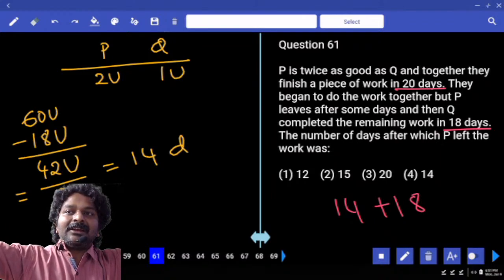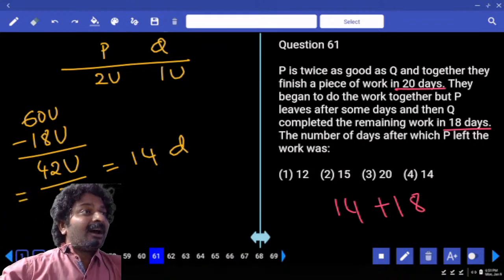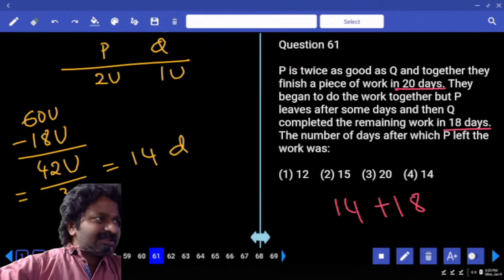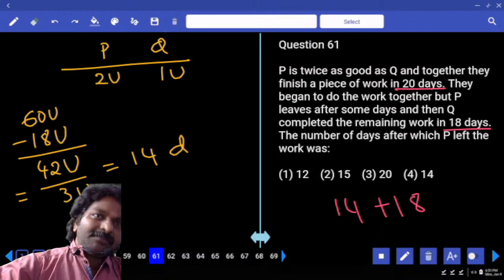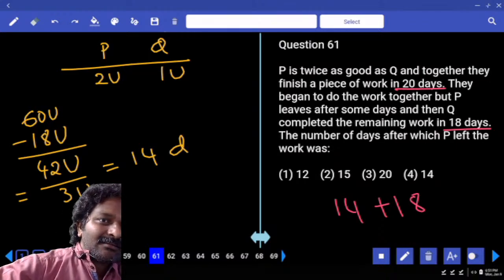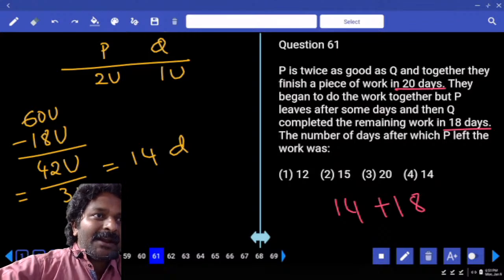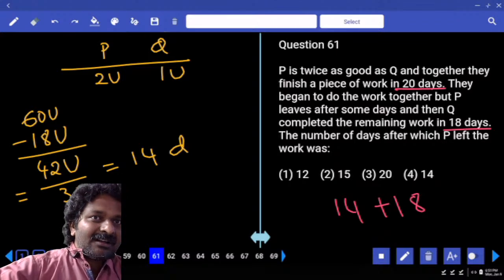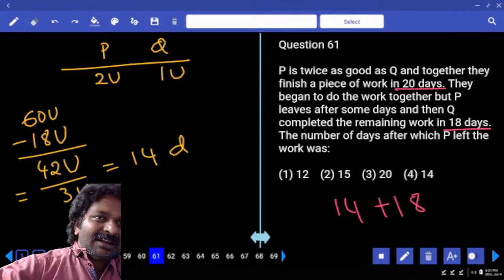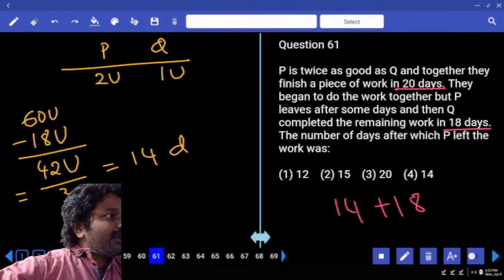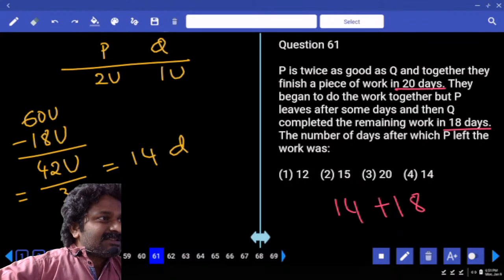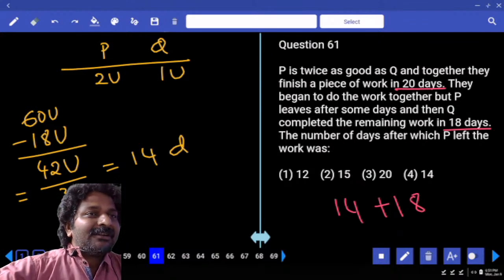If you are asked to calculate total time to complete the work or time that Q worked, both answers are same. Q was there all the days. Q didn't go anywhere, did he? Did he join late? Did he leave early? No, so he was there all the days. Whether they ask the total time to complete the work or how many days Q was there, both should give the same answer, right? P worked for 14 days and then he left.